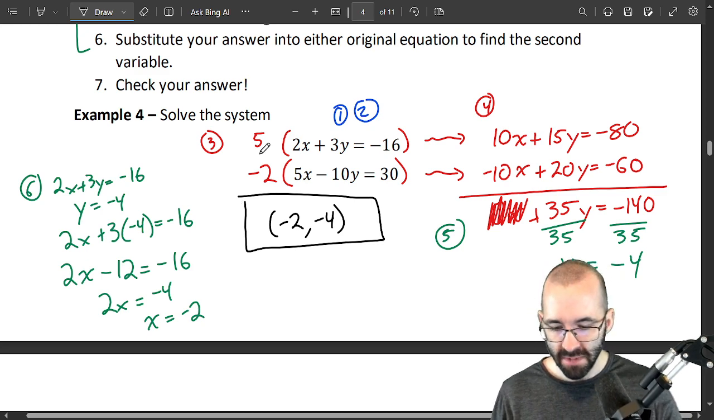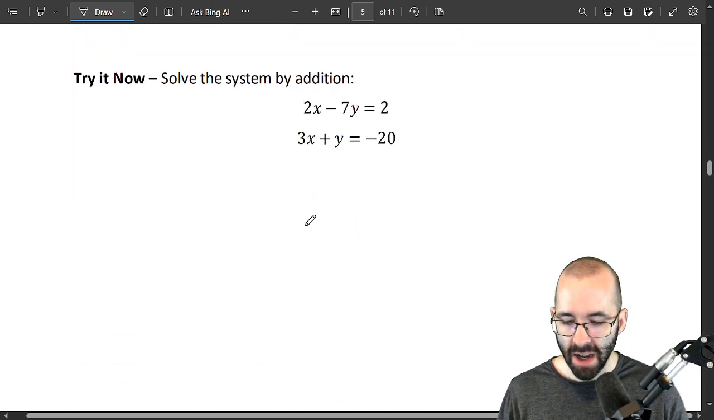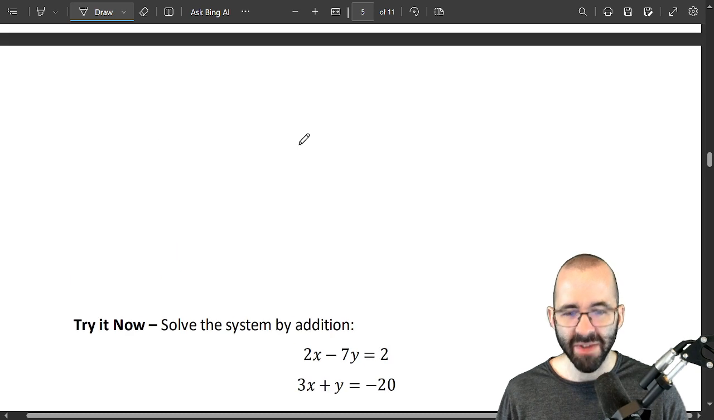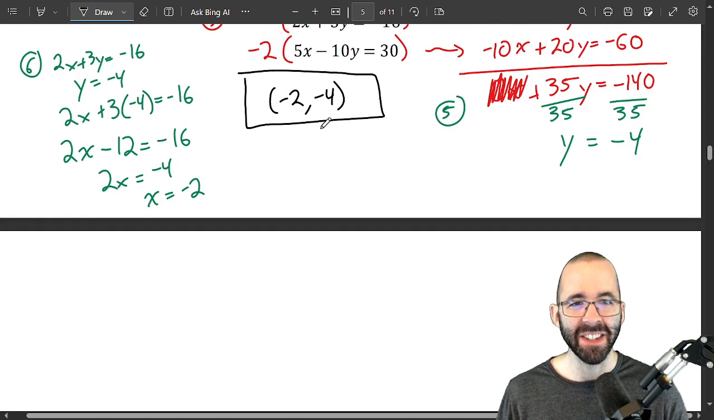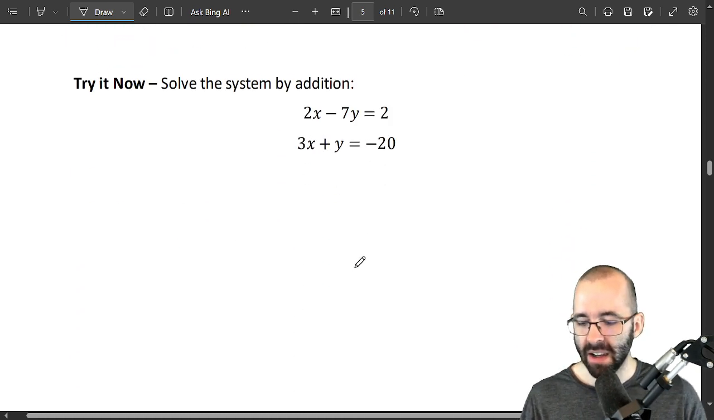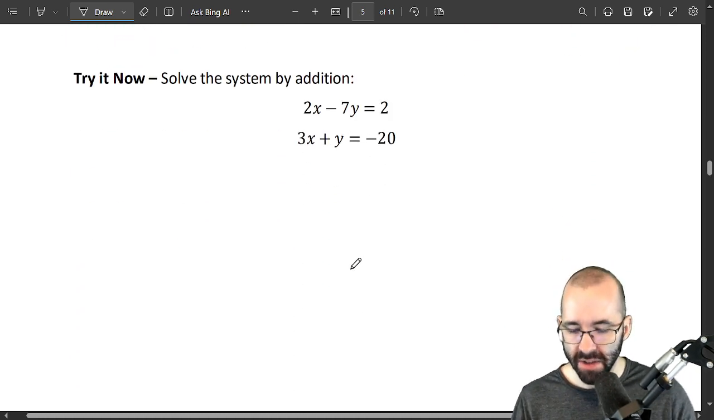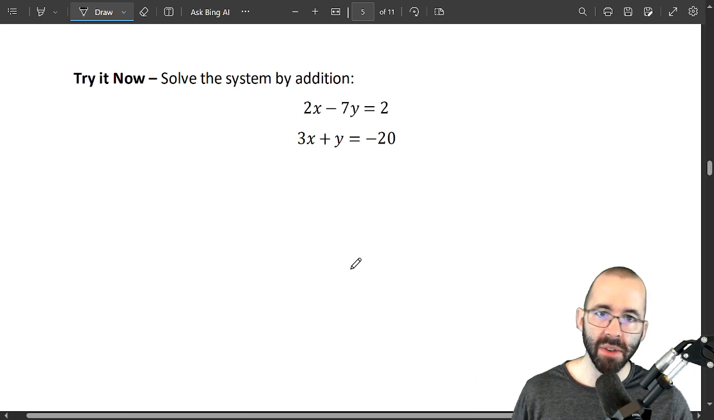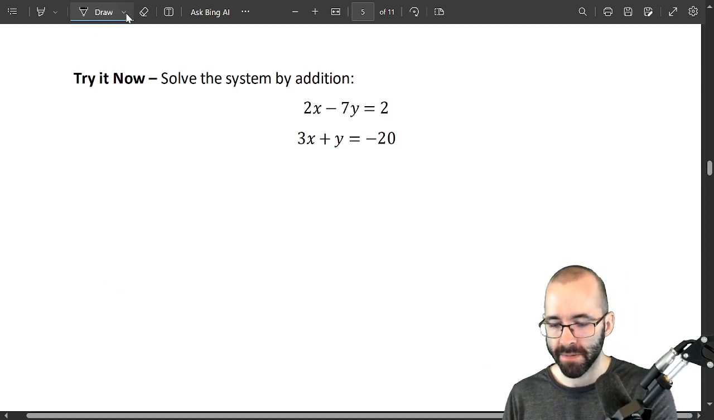All right. So now it's your turn. Oh, I gave myself extra white space on the next page, but I forgot I had it. So anyway, solve this equation by addition. So pause the video, try to do this one on your own.